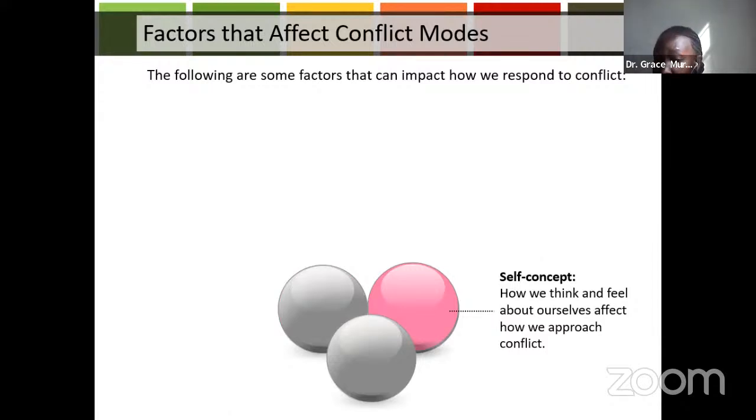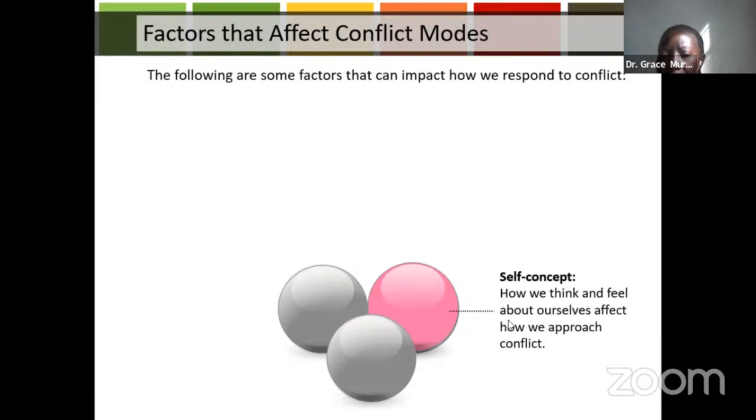Then we might find ourselves avoiding. Or you always think the other person is better. And because we think they are better, what happens? Because of our self-concept, we accommodate, we allow them to have their way, because my concept of myself is that I don't have what they have. They have a better mind, they have better ideas than me.